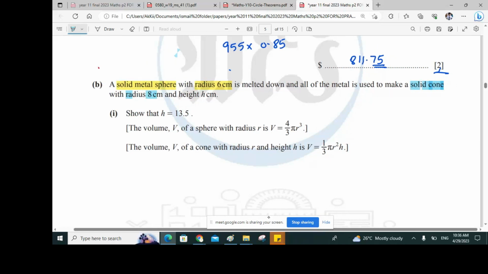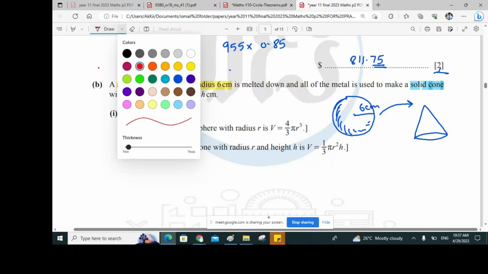So what I need to do is, I know by my imagination, by understanding, or by making a simple illustration, that this is that sphere. It's a solid sphere made of metal. Its radius is given as 6 centimeter, and it is melted to be converted into a cone. It is melted to form a cone. Now this cone has a radius. How much is that radius? It is 8 centimeter.